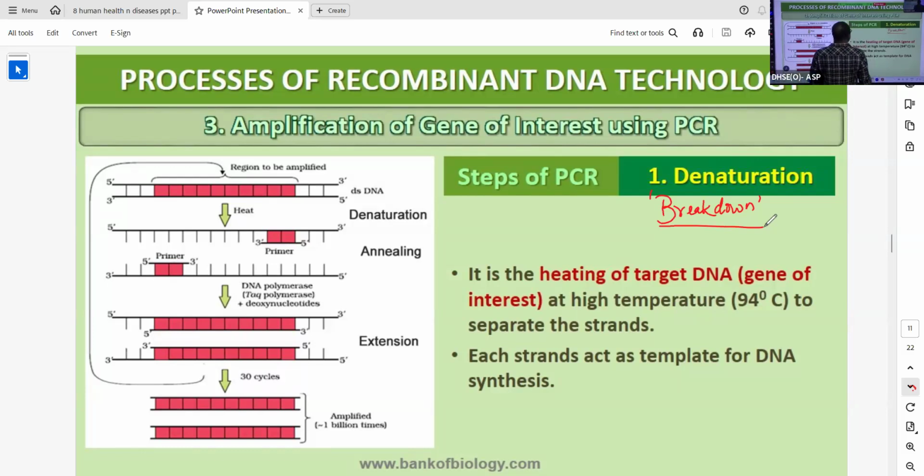So here, what happens? Heating of the target DNA. तो उस चीज़ को heat करा गया. As a result of which it will separate. Fine. The double stranded structure now separates. Temperature on an average? Approximately 94 degrees Celsius, and over a span of 10 to 15 minutes approximately. Then each strand acts as a template for the DNA synthesis. ठीक है.